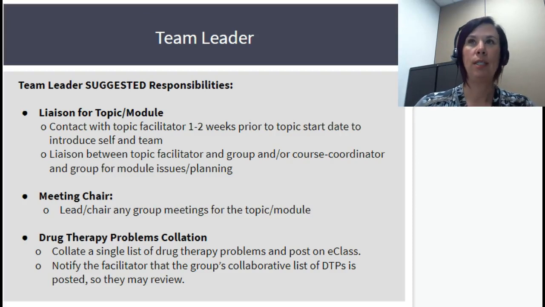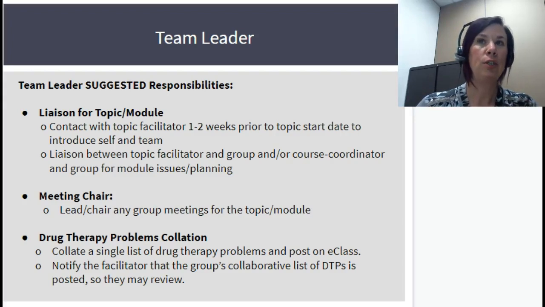Suggested responsibilities for the team leader could include being a liaison for the topic and initiating contact with the topic facilitator a couple of weeks prior to the topic start date to introduce themselves and the team. They would also be a liaison between the topic facilitator and the group, or the course coordinator and the group, for module issues or planning. They would also be the meeting chair, so they would lead or chair any group discussions for the topic or module that may be done synchronously.